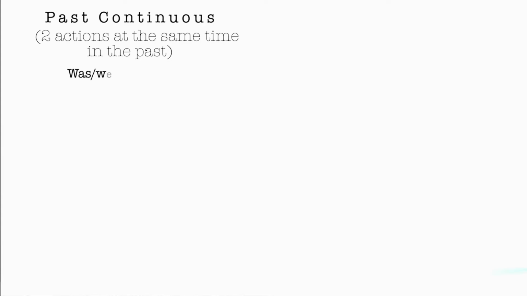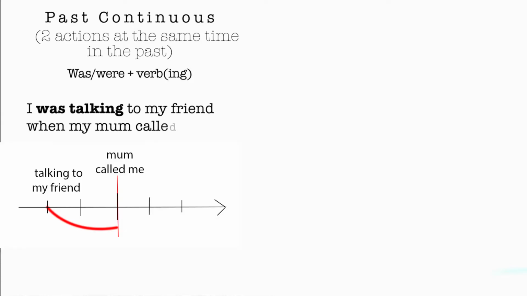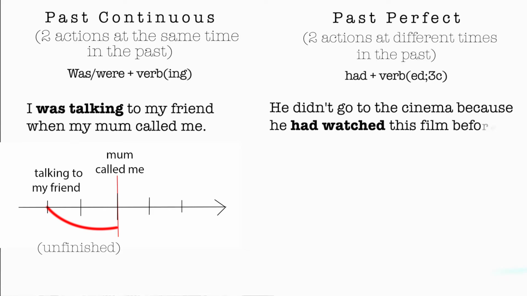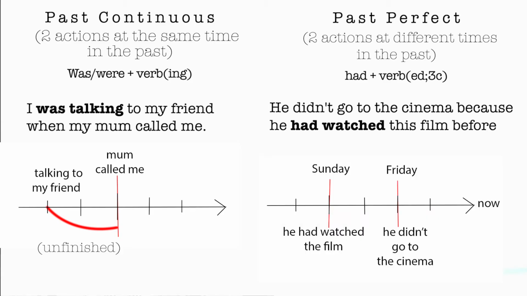So if there are two actions at the same time in the past, we use was/were plus an -ing form for an unfinished action. I was talking to my friend when my mom called me. And if there are two actions at different times, we use had plus -ed or the third column of verbs with an action that happened earlier. He didn't go to the cinema because he had watched this film before.